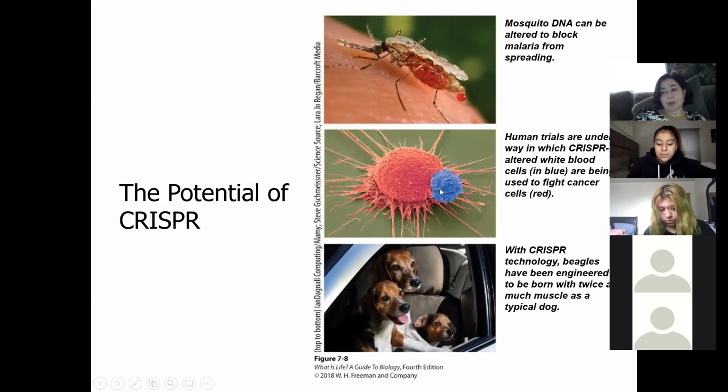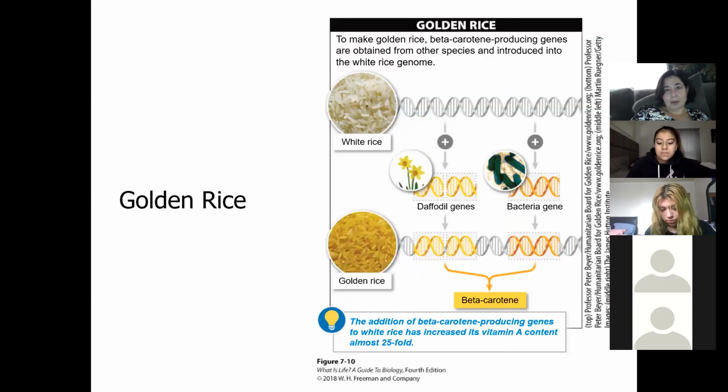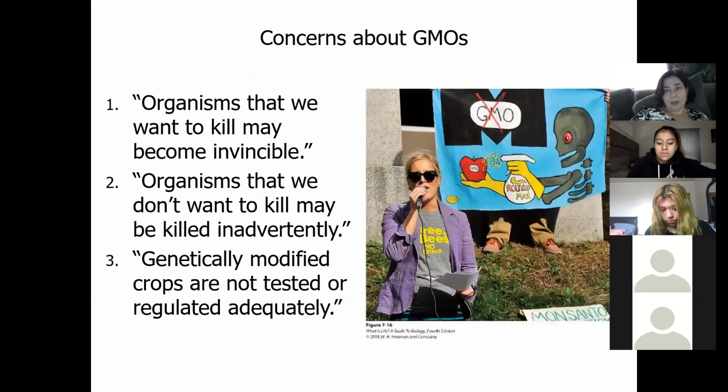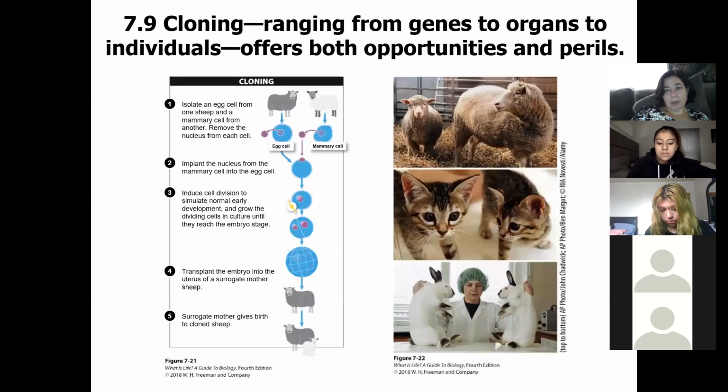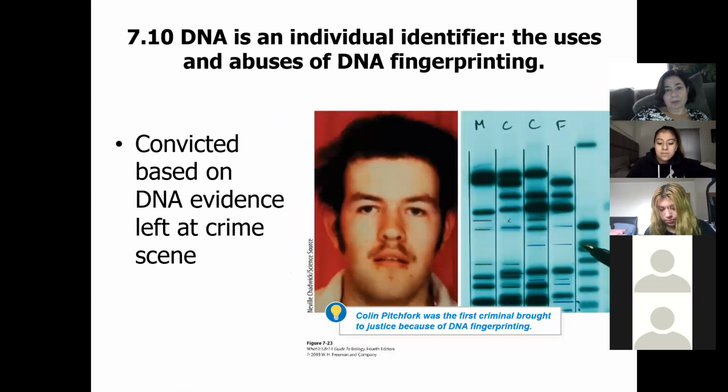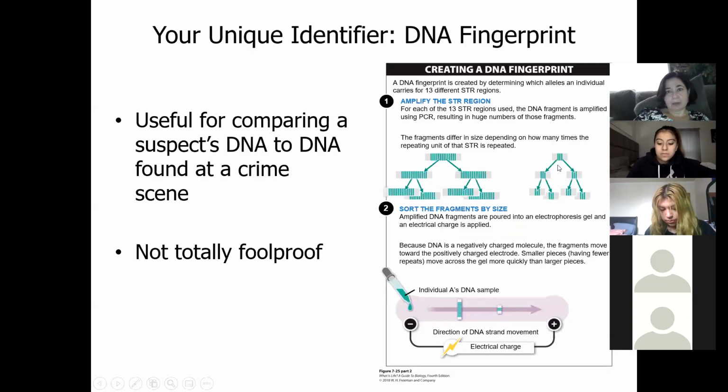This can be used to alter white blood cells in humans and target them against cancer, and that could be used also. Dogs have been engineered to be born with twice as much muscle as a typical dog. But these risks, okay. So the last thing that I want to talk about. I really want you to read this chapter, but there's something that I'd like to talk to you about right now.